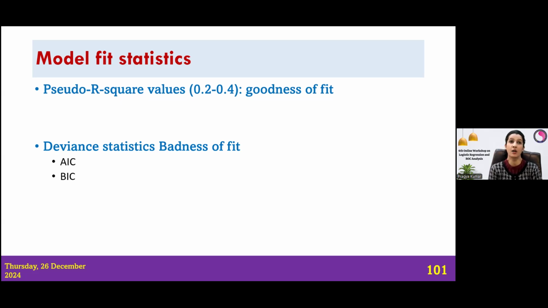And why is it called the badness of fit? Because you are aspiring to make a model where this AIC and BIC is less as compared to the initial value. So it doesn't have an absolute value. We will see all these concepts in Jamovi. Don't worry if you don't know these terms. I'm just introducing these terms. I'll repeat these terms time and again.